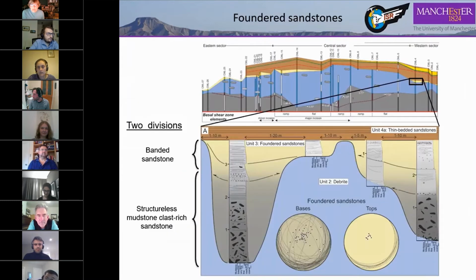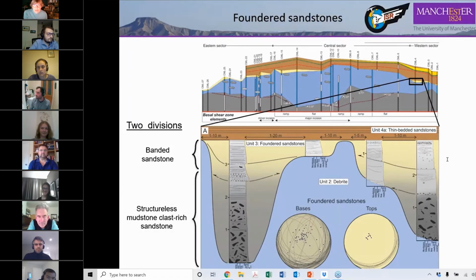These sandstones are characterized by two divisions. The basal division is formed by matrix-rich, very poorly sorted structureless sandstones with abundant mudstone clasts distributed randomly. In contrast, the top division is dominated by matrix-poor banded sandstones lacking any mudstone clasts.